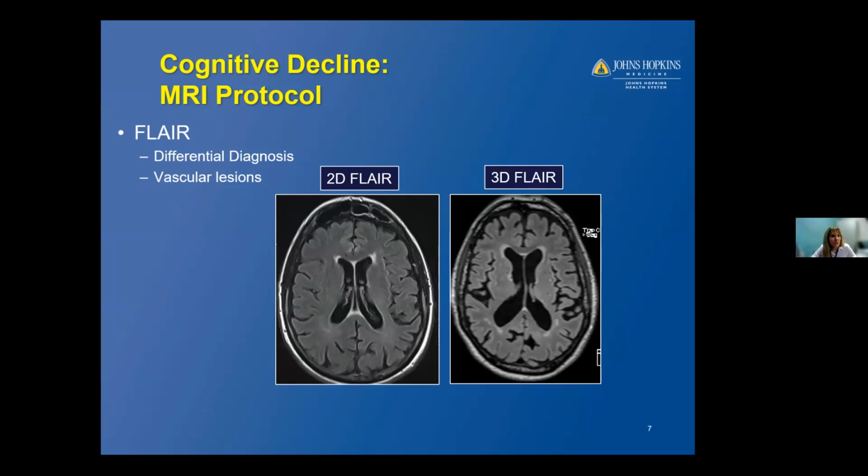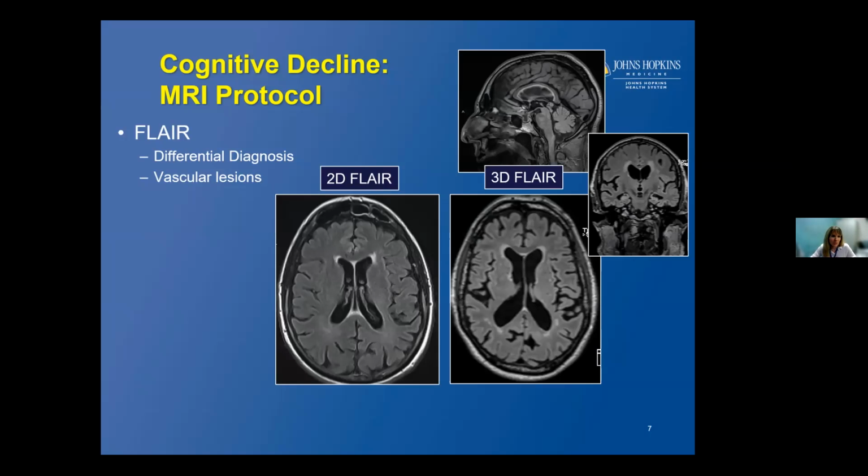We can use either T2, 2D, or as in our institution's protocol, 3D FLAIR, which is even better because it allows multiplanar reconstructions, particularly important in this setting because we want to look at the temporal lobes, preferably in a plane that is perpendicular to the long axis of the hippocampi.